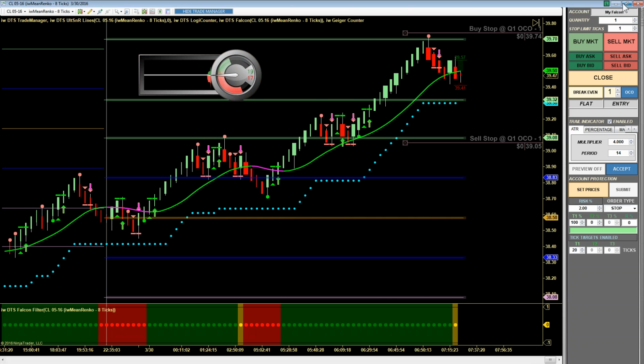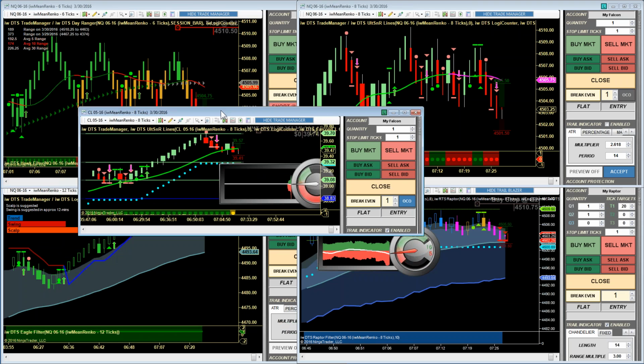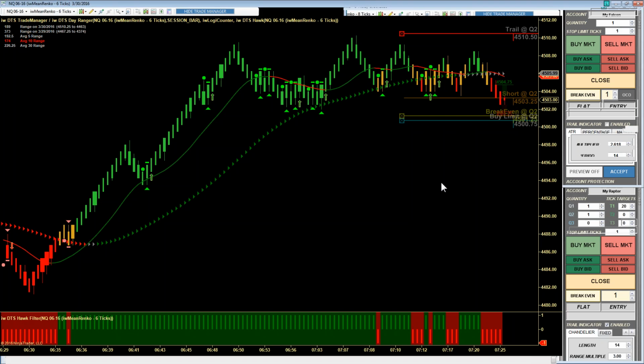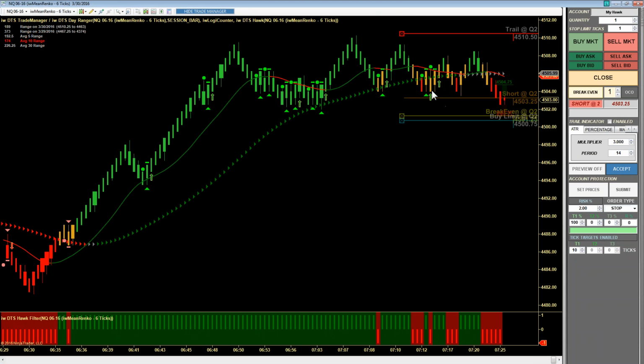Okay, I just heard my order get filled, so I think that was on the Hawk. It is. So here's the Hawk scalper. We're shorting the red bar buy, the failure of it, because this is our counter trend signal.